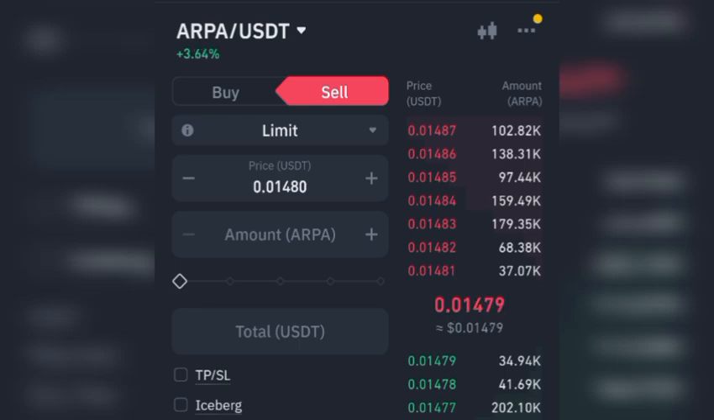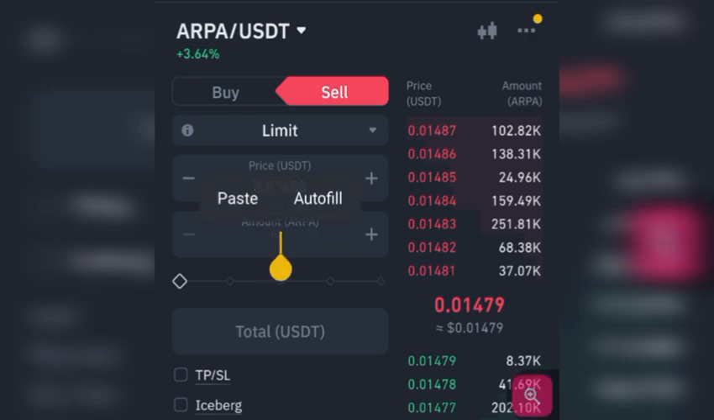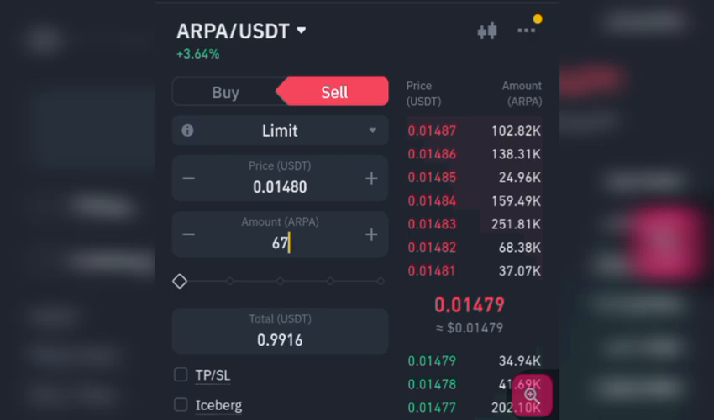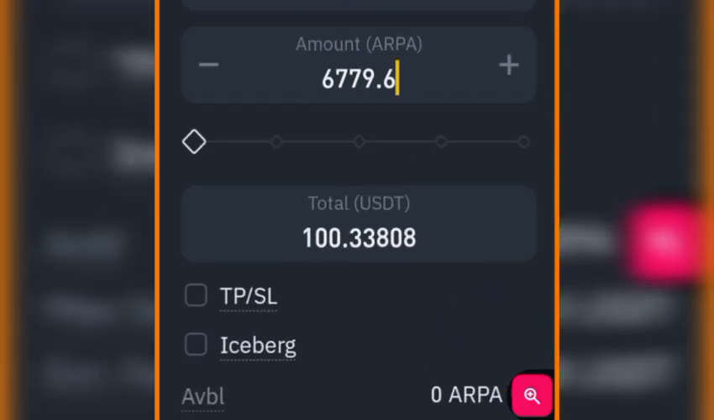Simple. So what are we going to do? We will sell it back. It's 01480. I'll put in my ARPA. Let me see. Oh, sorry. I'll put in my ARPA. That was 6779. Remember 0.6. Now, the profit is not going to be that much, but at least I'll make something. At least I'll make some money.